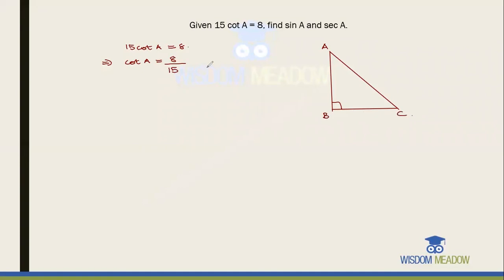So now cot A is 8 over 15. We know that cot is the reciprocal of tan. So tan is opposite over adjacent, so cot will be adjacent over opposite. So adjacent over opposite is 8 over 15. So from here, the side adjacent to angle A we can take as 8, and the opposite of angle A will be 15.